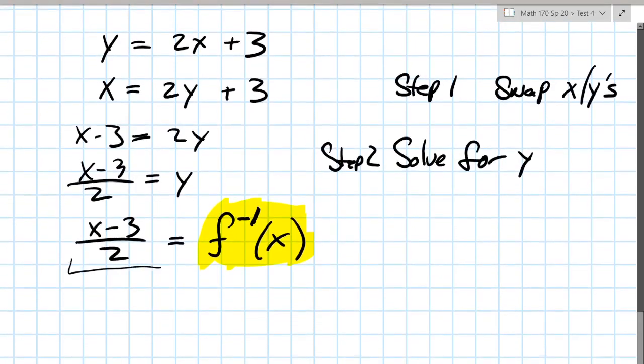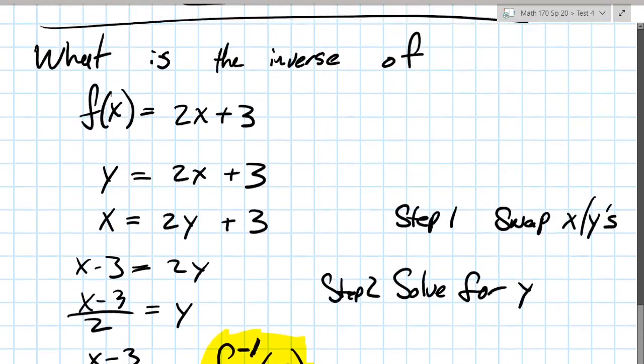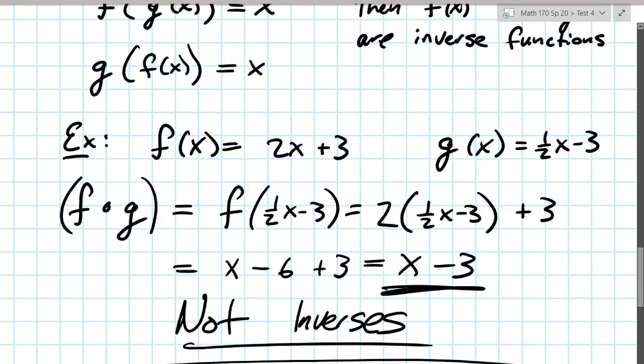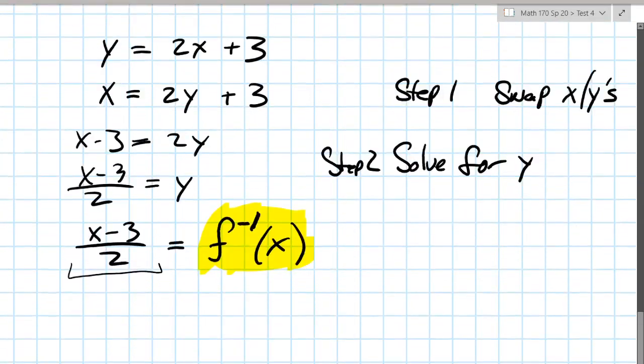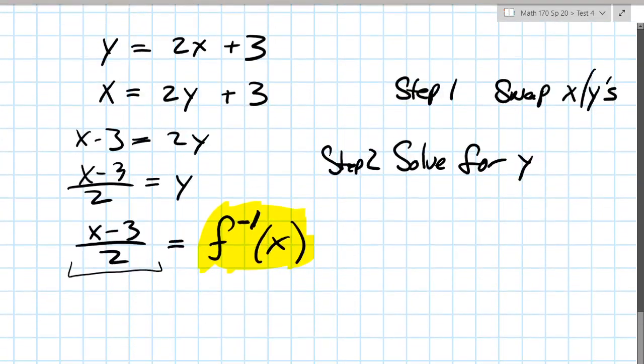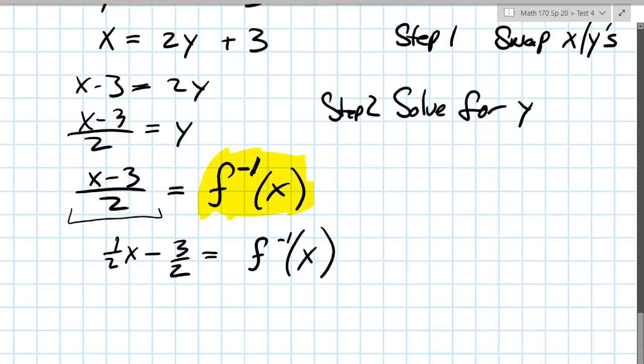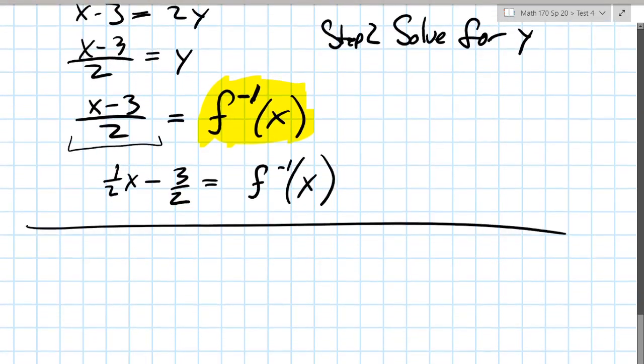Notice this looks pretty similar to the g that we had in the previous problem, but not quite. There was a little bit of difference. Here we have 1/2 x minus 3/2, where before we had 1/2 x minus 3. But this is the inverse, and this works for more complicated functions, as we will see in the next example.